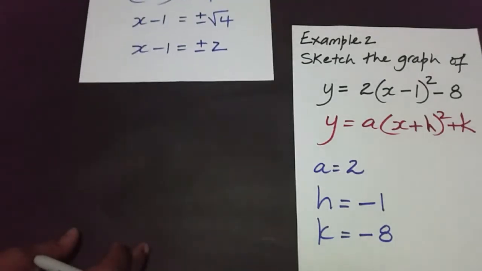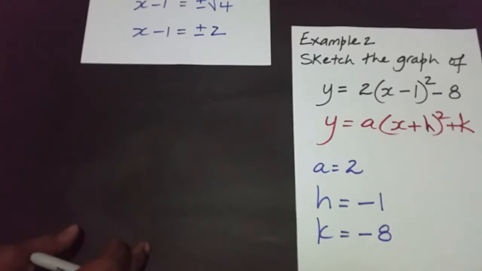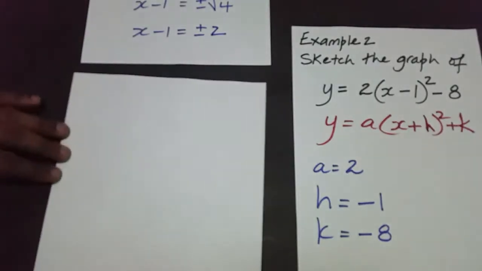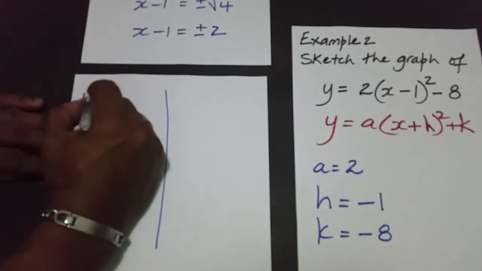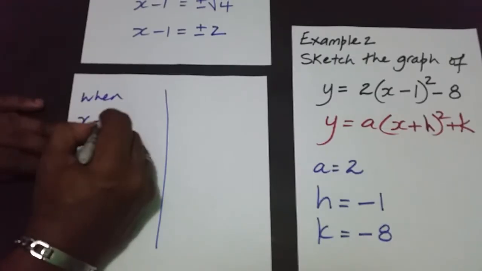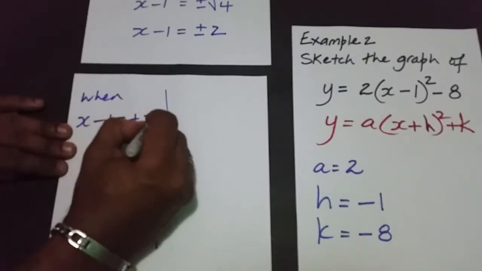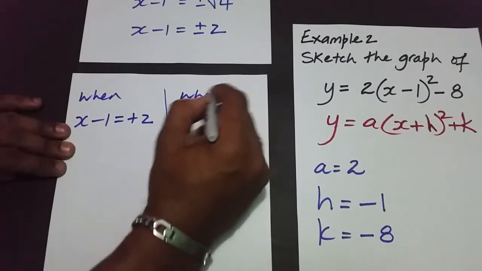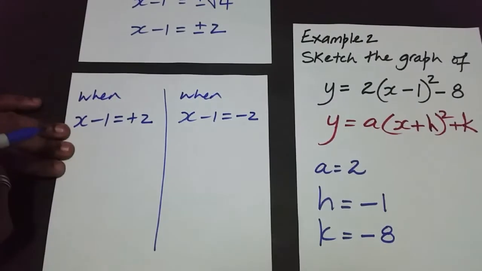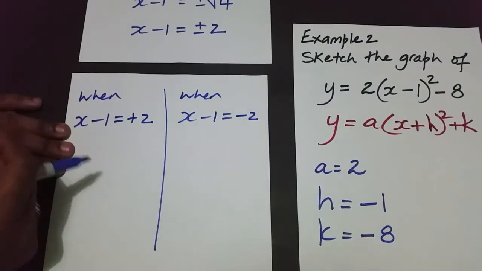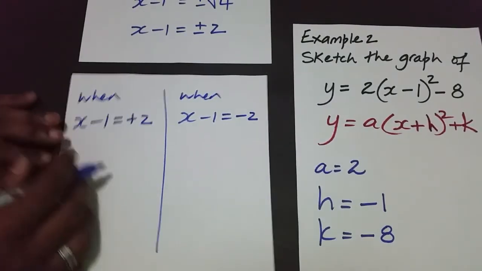So I'm just going to put this up so we can look at it and just work out the roots. So, breaking it off, when x - 1 equals positive 2, and when x - 1 equals negative 2. And we simply solve for x in both cases, getting the two values and therefore getting the two roots.